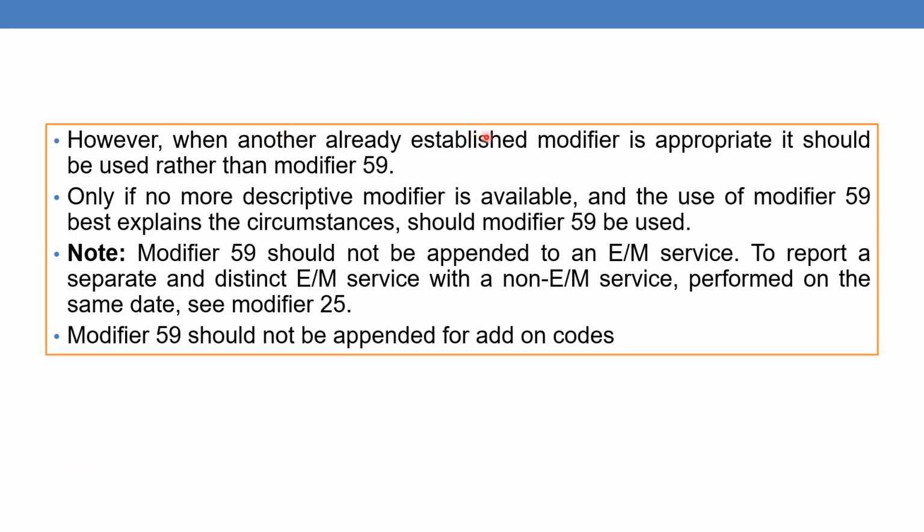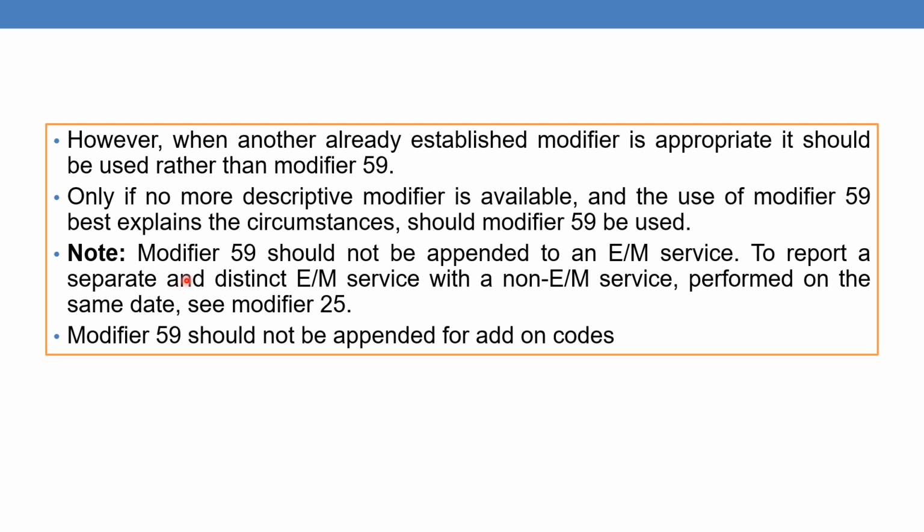However, when another already established modifier is appropriate, it should be used rather than the 59 modifier. Only if no more descriptive modifier is available and the use of the 59 modifier best explains the circumstances, then modifier 59 should be used.